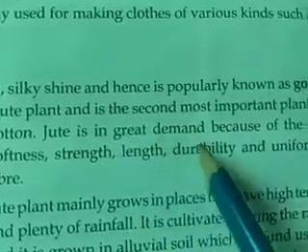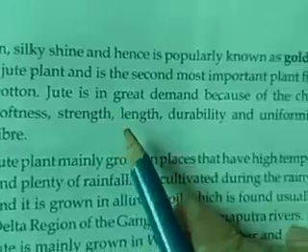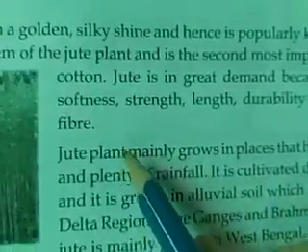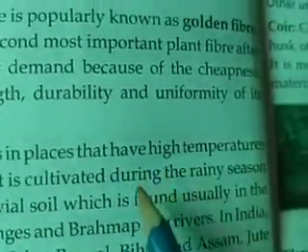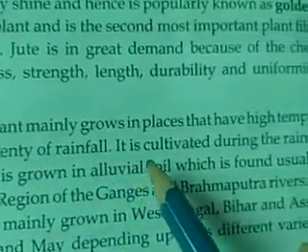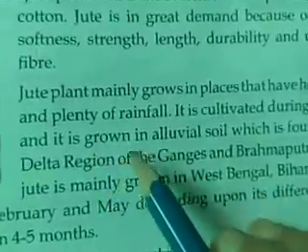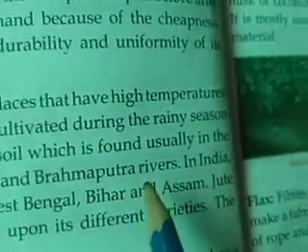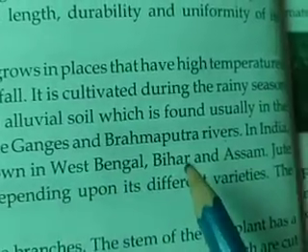Jute is in great demand because of the cheapness, softness, strength, length, durability and uniformity of its fiber. Jute plants mainly grow in places that have high temperatures and plenty of rainfall. It is cultivated during the rainy season, and it is grown in alluvial soil, which is found usually in the delta region of the Ganga and Brahmaputra rivers. In India, jute is mainly grown in West Bengal, Bihar and Assam.